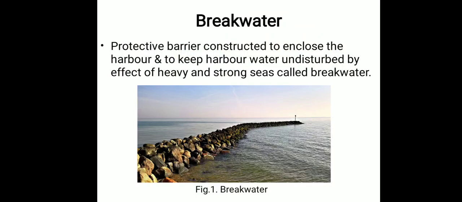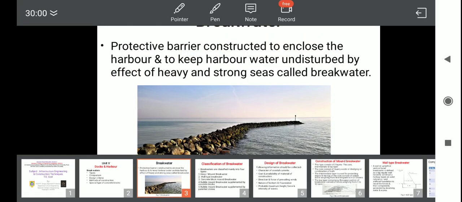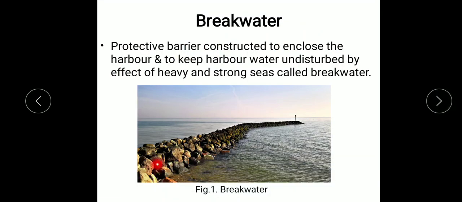So a breakwater is a protective barrier which is constructed to enclose the harbor and to keep harbor water undisturbed by the effect of heavy and strong sea. So here figure 1 shows a breakwater. This is the sea and this is a breakwater. We can see this is a breakwater which is constructed to enclose the harbor. Here the harbor is enclosed, and because of this, the harbor water is undisturbed by the effect of heavy and strong sea. Therefore it is called a breakwater, as it breaks the force of water.